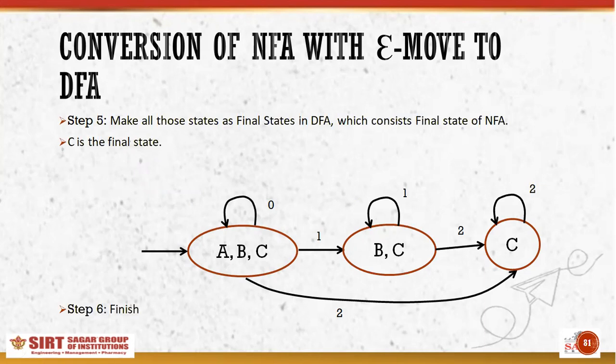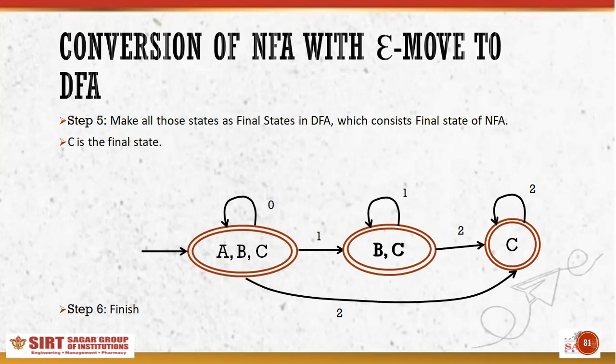And lastly, I have to make the final states. For making final states, I will make those states final which consist of the final state of the given question machine, and that is C. So C is there in every state here. So I'll make all three states final states here. So in this way, we can convert an NFA with epsilon move to a DFA.